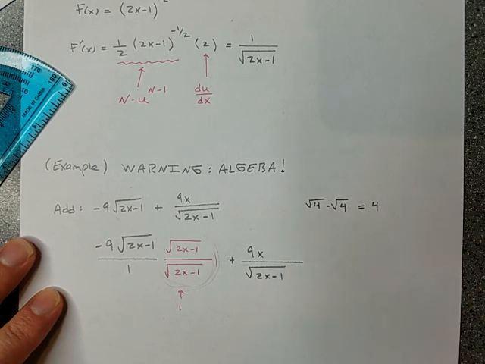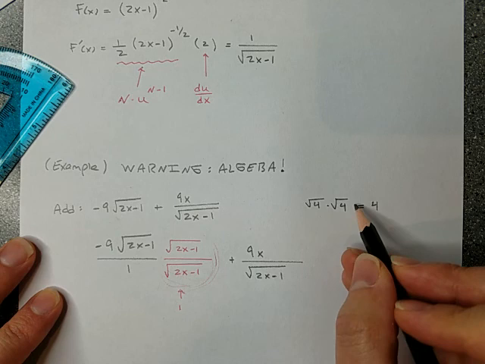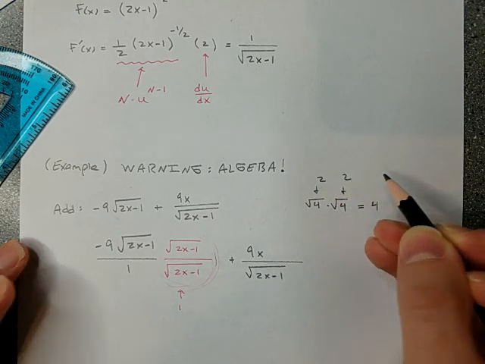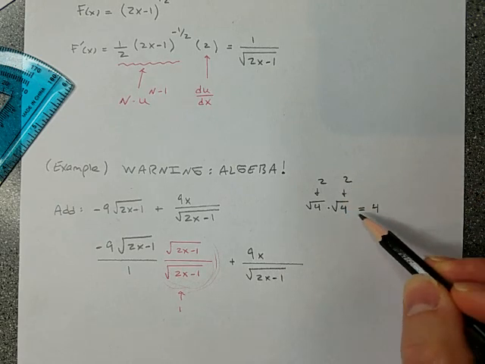Okay, the roots do cancel. How can you justify that to yourself? Well, what's root 4? It's 2. And what's root 4? It's 2 again. And what's 2 times 2? It's 4. So yes, it really does cancel.